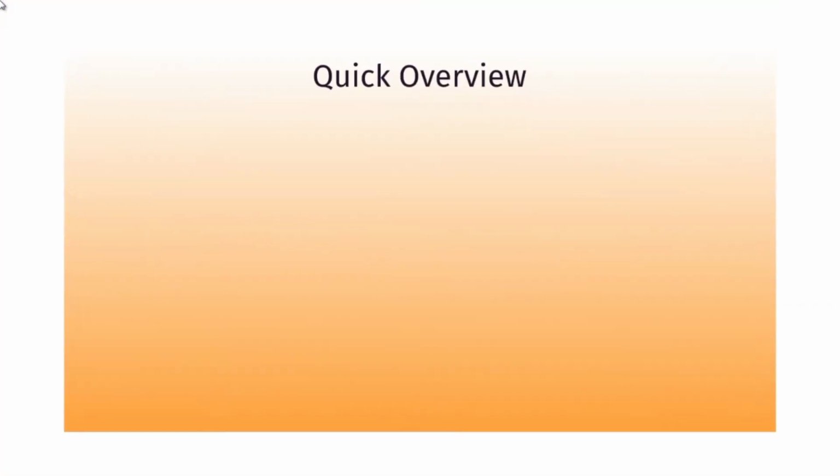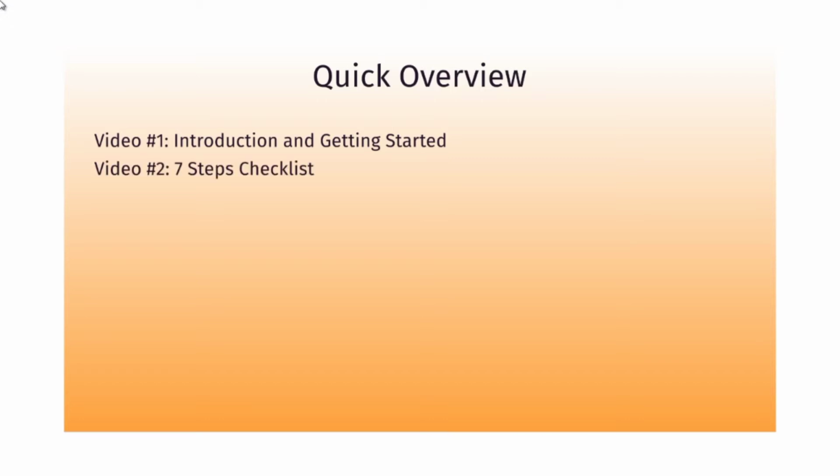Now what I want to do is talk about the video course itself, and give you a quick overview. This is video number 1. Video number 2 is the 7 steps checklist. And in videos 3, 4, 5, 6, 7, and 8, we're going to dive deeper into those 7. These are 7 different variables that are very crucial and very important in trying to get your images ranked on the Google image search.